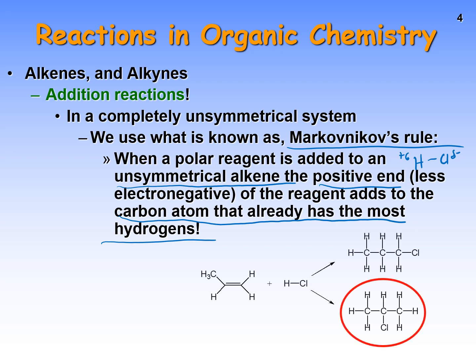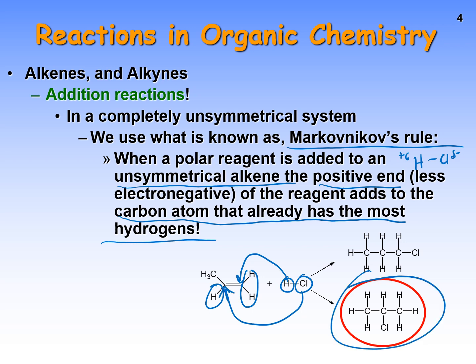So if we look back on this, here's our hydrogen. On this carbon there are 2 hydrogens. On this carbon there's only 1 hydrogen. So this hydrogen is going to add here. The Cl then will add in the other position, which gives us this product. And you should know this rule and how to do these.